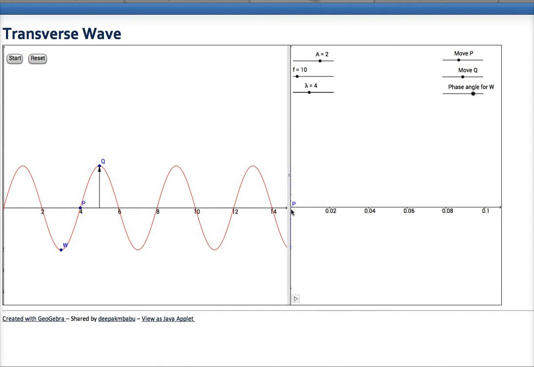Okay, so now when I press start, on the left-hand side we're going to see how particles P and Q move, and how the wavefront itself moves. On the right-hand side, what we're going to see is what happens just to particle P over time. That's what we're going to see. So let me start now and observe what happens.